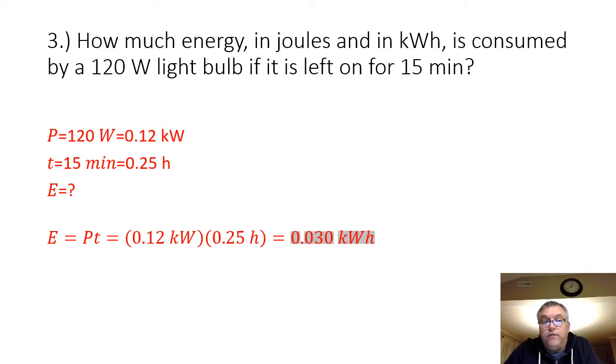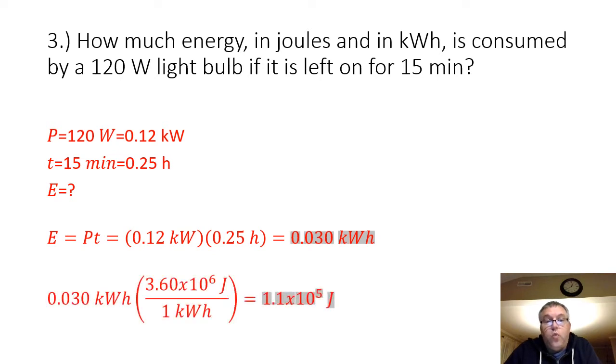Now, if I want to convert kilowatt hours to joules, I know that 1 kilowatt hour is equal to 3.60 times 10 to the 6th joules. And that was in the PowerPoint that Mr. Broderick went over with you. So I multiply my energy in kilowatt hours, 0.030 kilowatt hours, by that conversion factor, and I'm going to get 1.1 times 10 to the 5th joules.